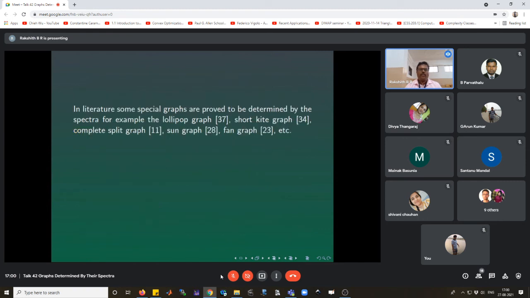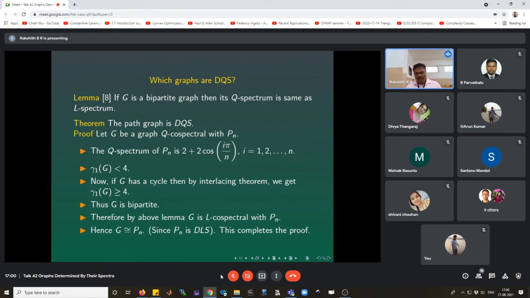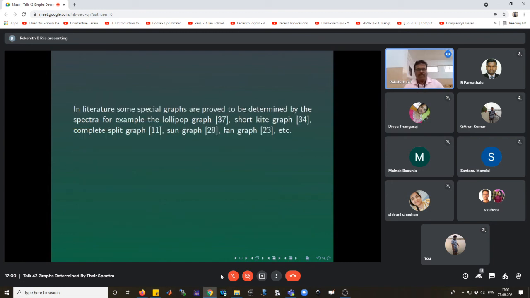And also here, in case of the Laplacian spectrum, the main tool is that the number of spanning trees is determined by the Laplacian spectrum. Whereas in case of the adjacency spectrum, the main tool is the number of closed walks. Whereas in case of the signless Laplacian, we need to fix the degree sequence. Most of the papers try to fix the degree sequence and then prove that they are determined by the signless Laplacian spectrum.